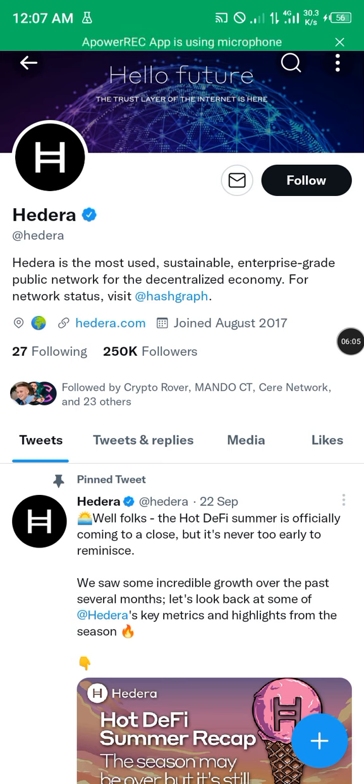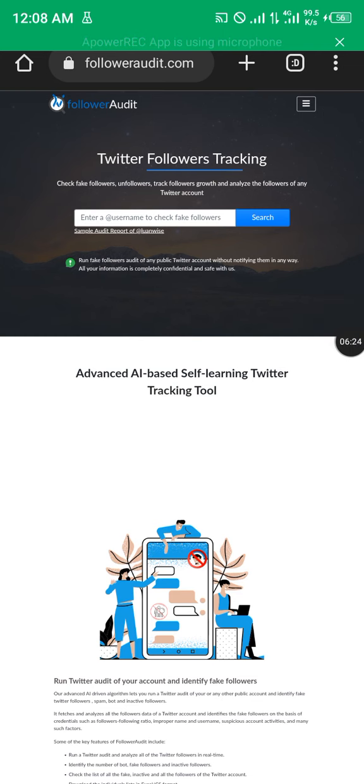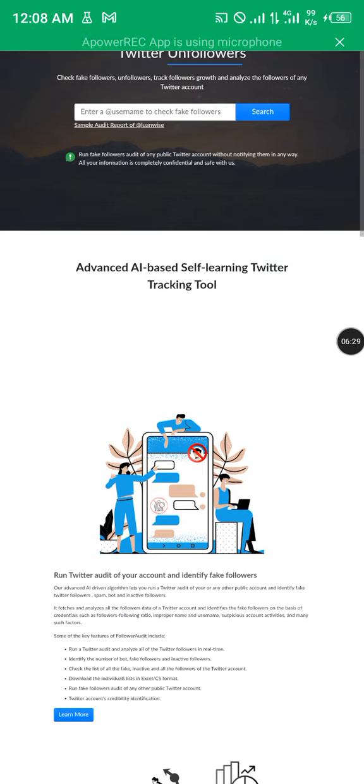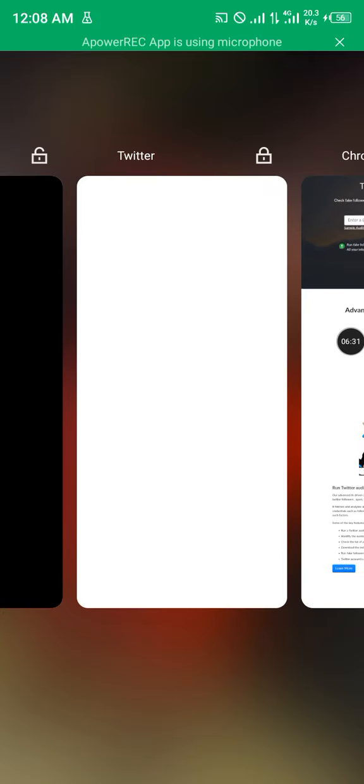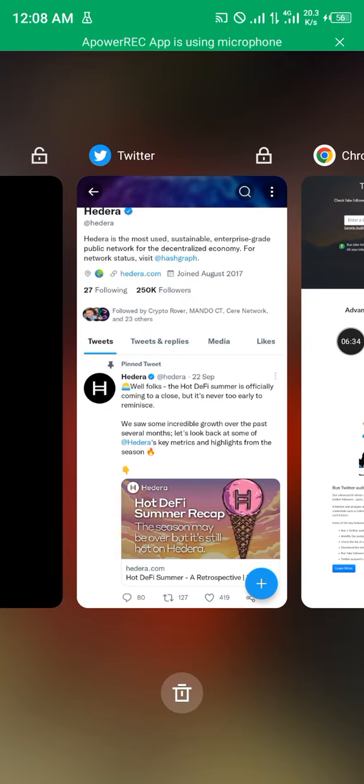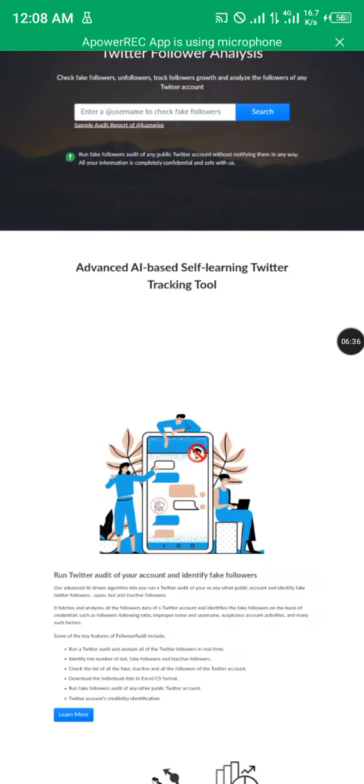So now I'm going to be showing you guys this project right now, Edera. Basically, I use three websites: Follower Audit, Twitter Audit, and also Spectoro. I'm going to show you how to do your research. So we're on the website right now. What we want to check is the website and the team. So Edera, then we check it.